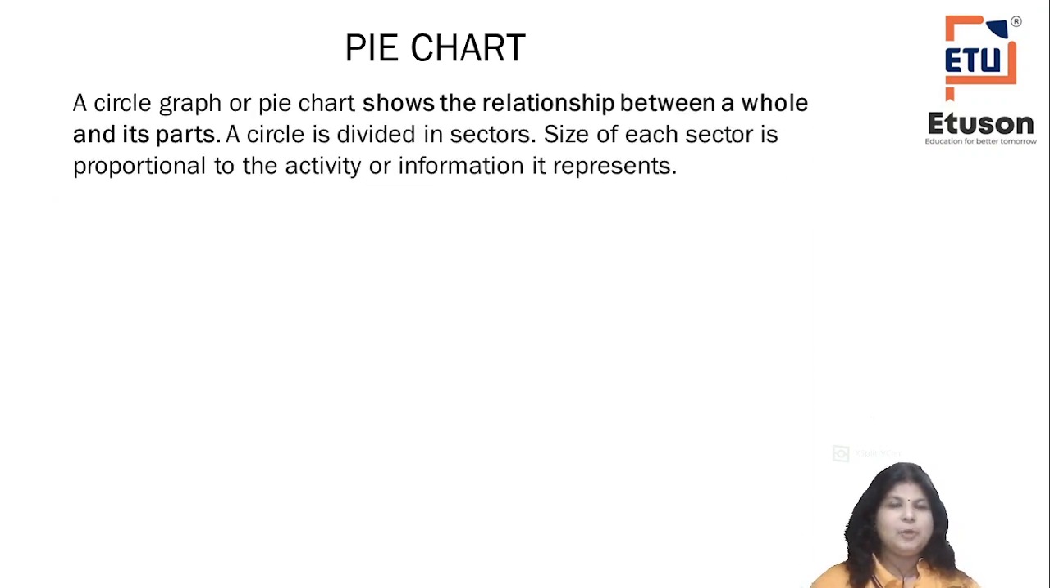A circle graph or pie chart shows the relationship between a whole and its part. A circle is divided in sectors. Size of each sector is proportional to the activity or information it presents. Correct? So, in a pie chart there will be a circle and the circle will be divided into number of sectors depending on the categories and the proportion of the category we can collect from the data itself. Okay, so it will be clear if we will take one example.